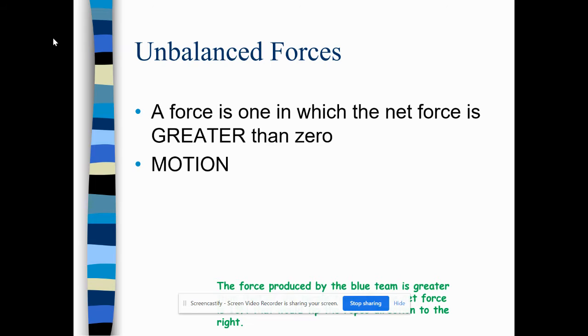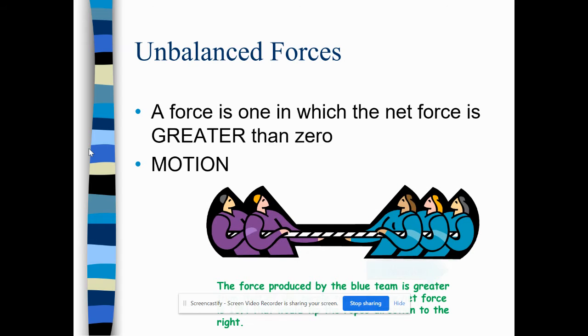Unbalanced forces is where a force is greater than 0, so that produces motion. If you look at the bottom here, the force produced by the blue team is greater than the force produced by the purple team because they have 40 newtons. 40 minus 25 would mean that the force is moving to the right and there is motion.